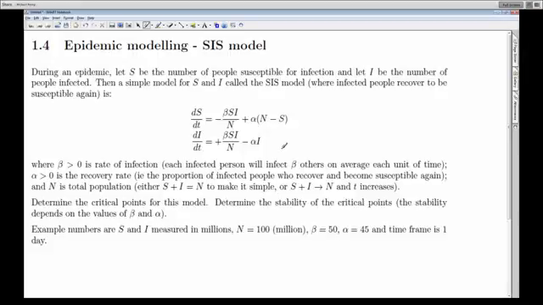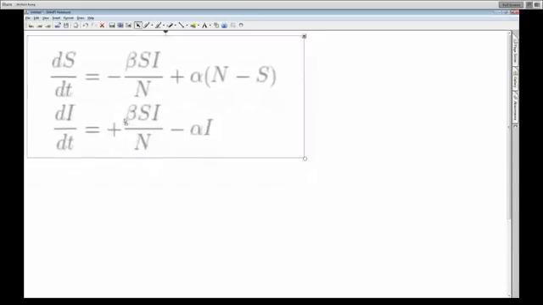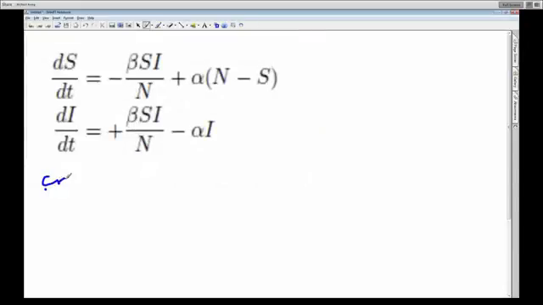Nonlinear systems in general tend to be pretty hard to solve. So what I would like to do is just get a sense of how it behaves, whether it's stable or not. So the key thing for this is working out critical points. So let's do that first.